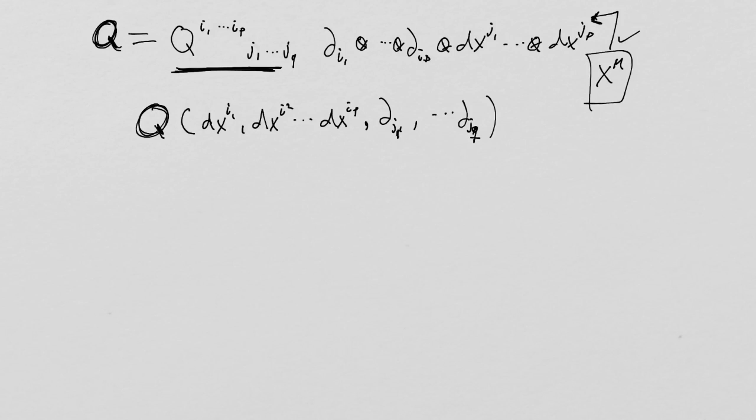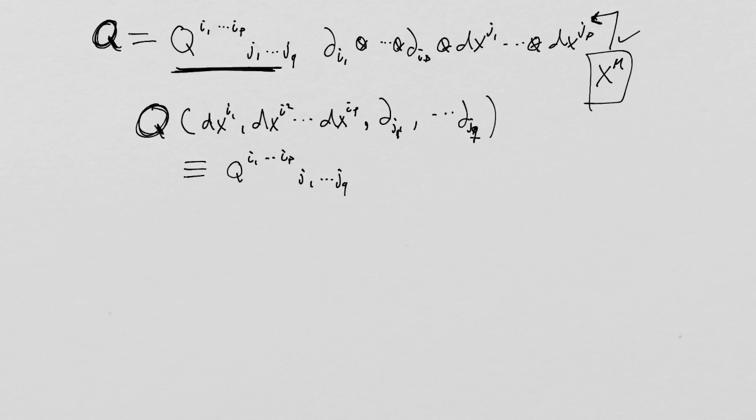Well, in this case, if you actually put as your forms and vectors to be gobbled up the basis vectors of the two spaces, the basis vectors i1, i2, i3, just like these up here, you will end up with Q i1 through ip, j1 to jq. You will end up with the component. And you should be able to see that pretty trivially.